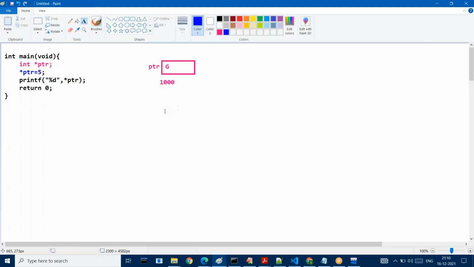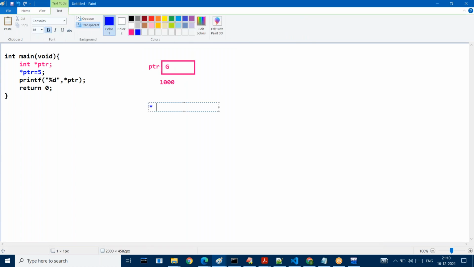Now when you evaluate this statement, star ptr is equal to 5, what does it mean? It means value at address equal to 5. Value at this address equal to 5. Now tell me, what is this address? What is this part? Garbage. So what are you saying? Value at garbage is equal to 5.